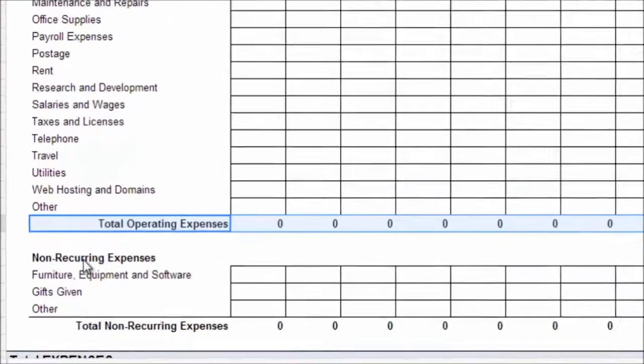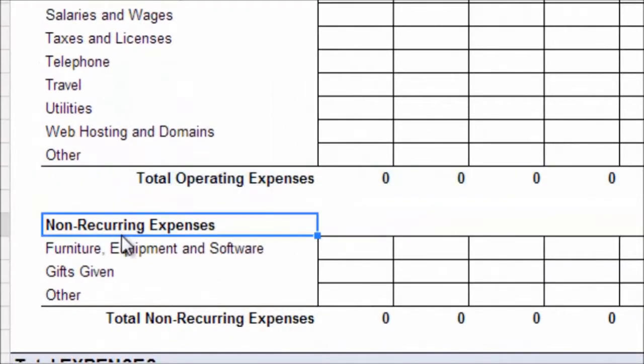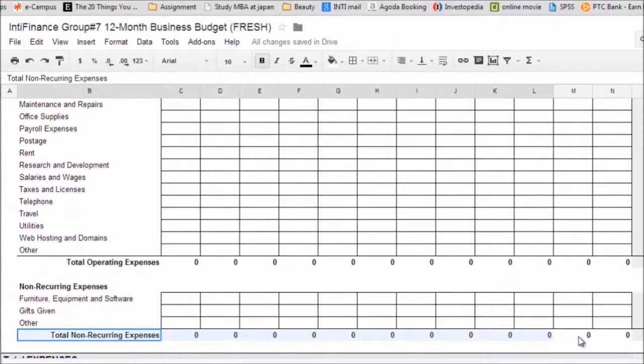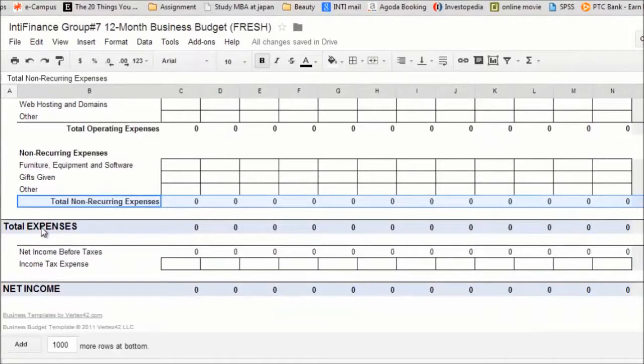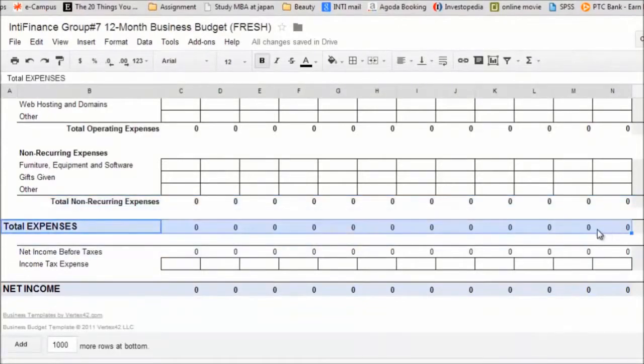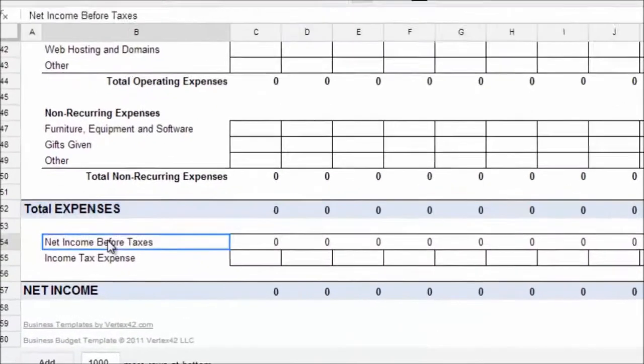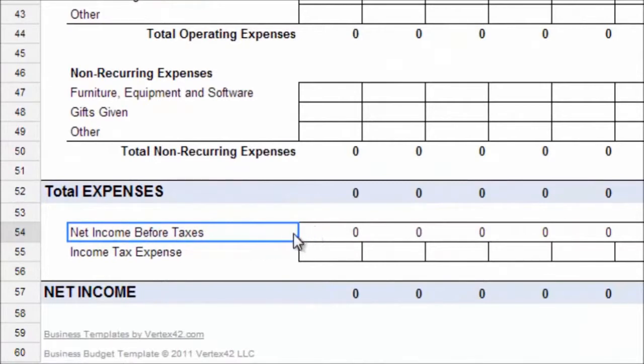On the other hand, non-recurring expenses are the expenditure used that does not involve in the normal business operation, such as furniture, gifts given, and others. The total non-recurring expenses will be in this row. Total expenses will be in this row, followed by net income before tax, income tax expense, net income.